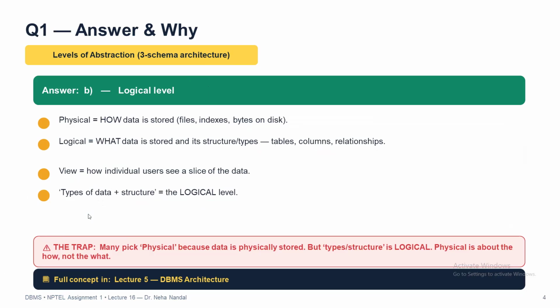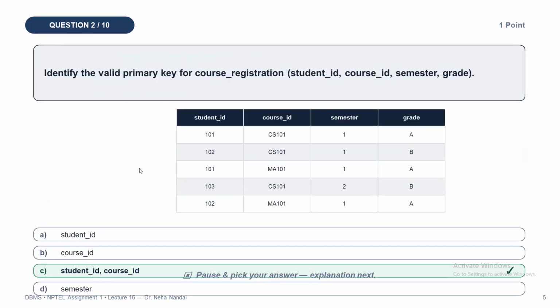Question number 2 is this one. We have to identify a valid primary key for course registration. A very nice question. We have already discussed primary key. The table is the course registration table, and this schema is given to us. It has attributes like student ID, course ID, semester, and grade, and some entries are given. We have to choose which one is the primary key.